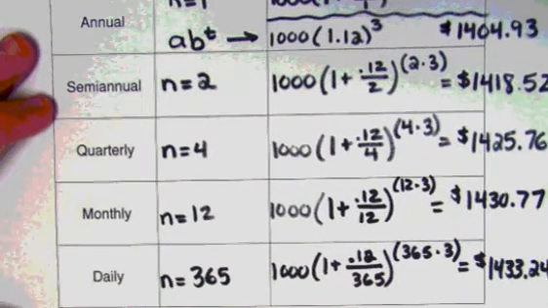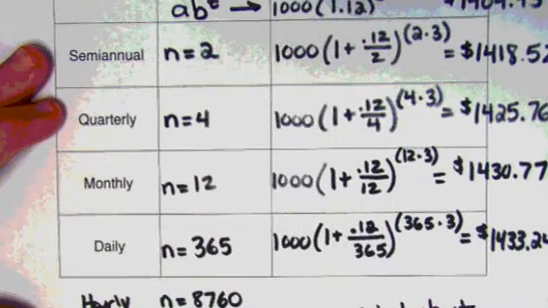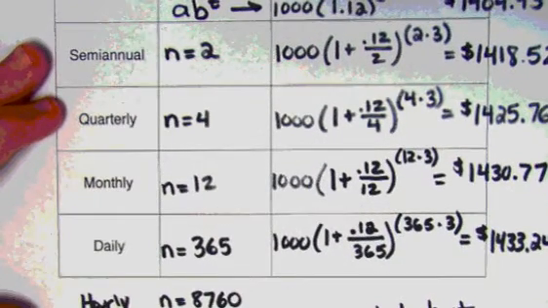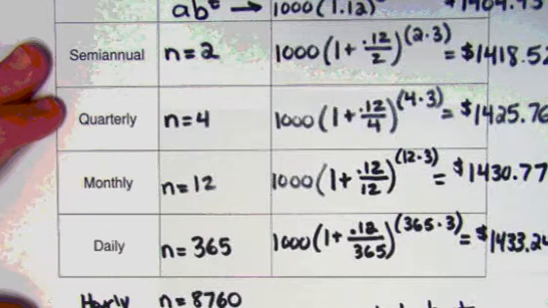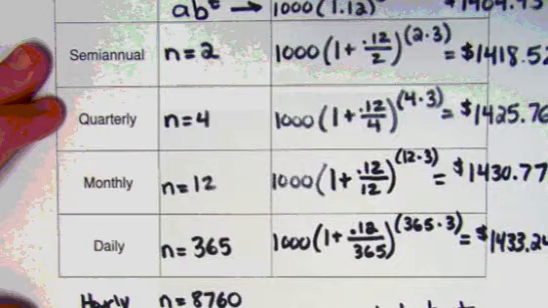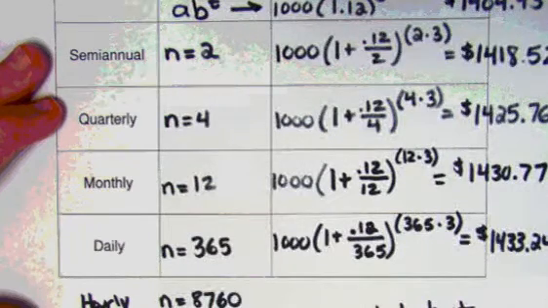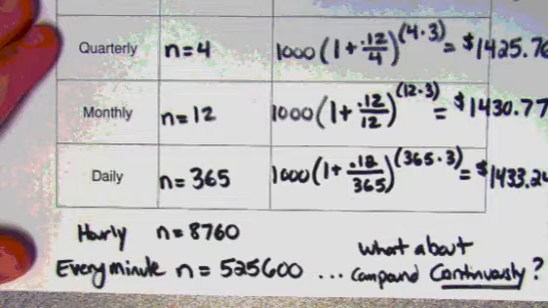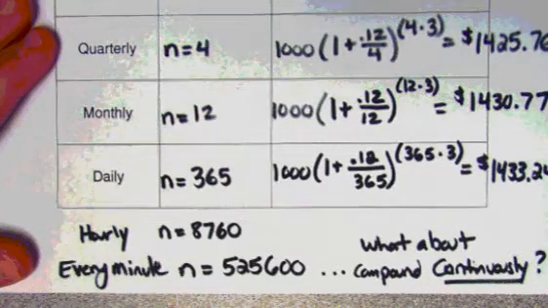But what if they were to give us interest hourly? So that means they would be paying us interest 8,760 times in 1 year. And then we could get even more specific and say, but what if they were to recalculate my interest on the minute? Then that would happen 525,600 times per year.